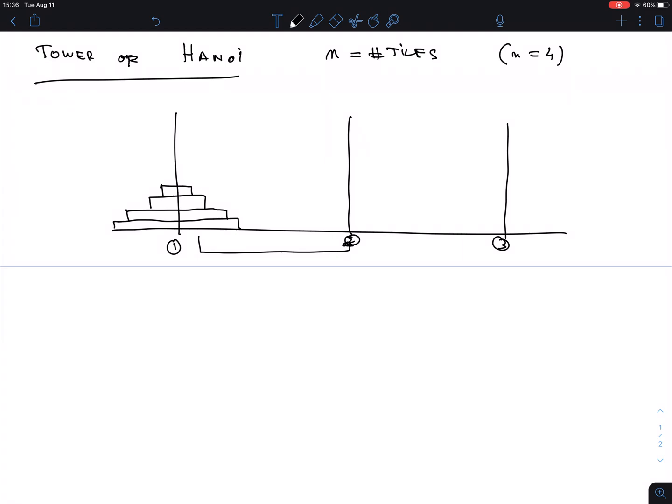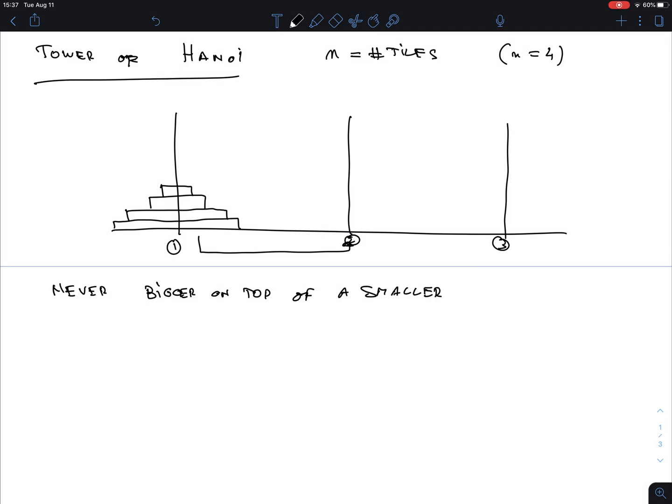Except they can never put a bigger one on a smaller one. Okay. Let's say that is just somehow the rule. You can never put a bigger one on top of a smaller one. That's the only restriction that you have when you move, and you can only move one at a time.